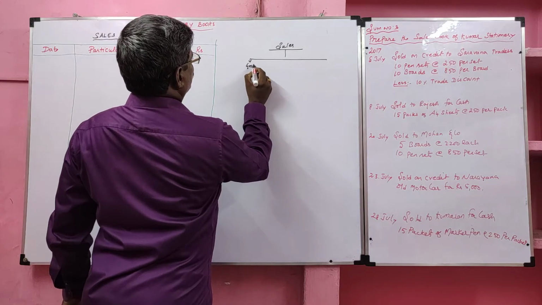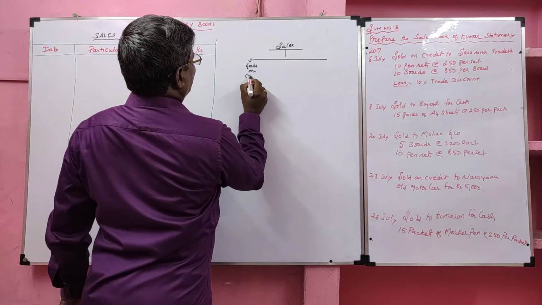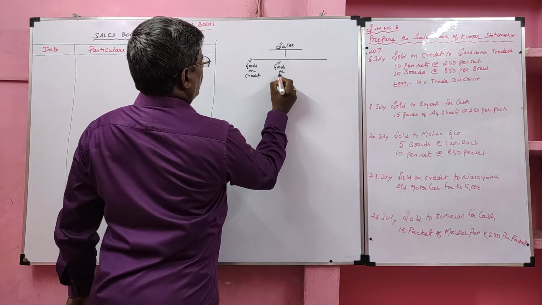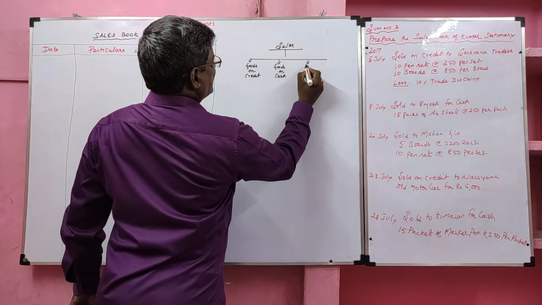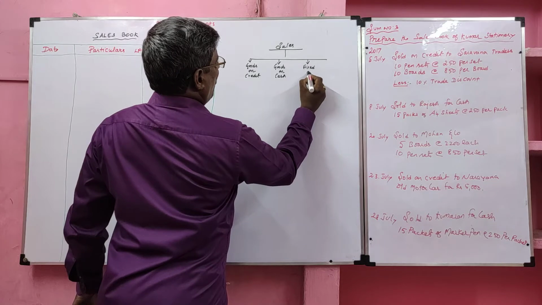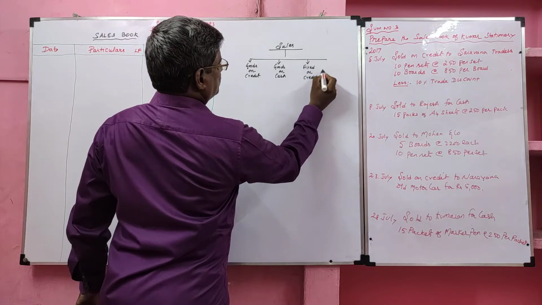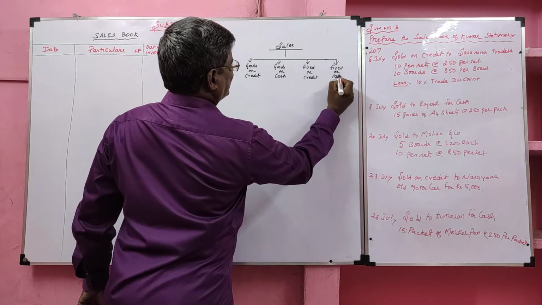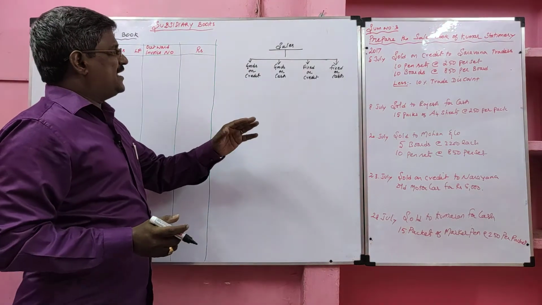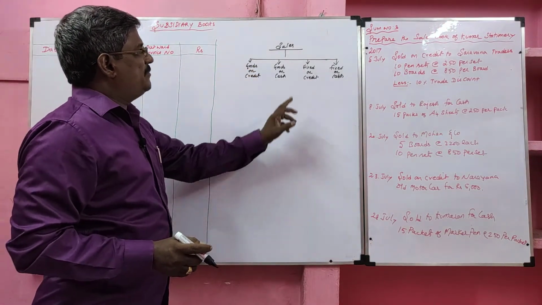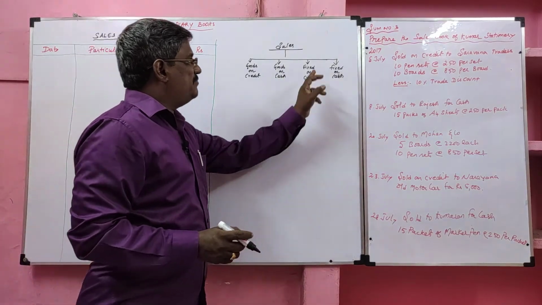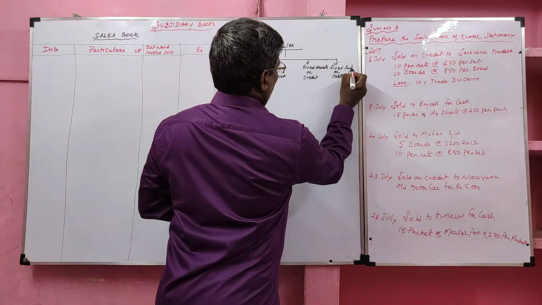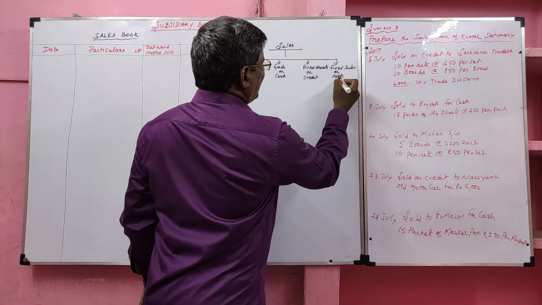Sale of goods on credit term. Second one, sale of goods on cash term. Sale of fixed asset on credit term. The last one, sale of fixed asset on cash term. So the business sells goods on credit, sells goods on cash, and sells fixed assets on credit or on cash.